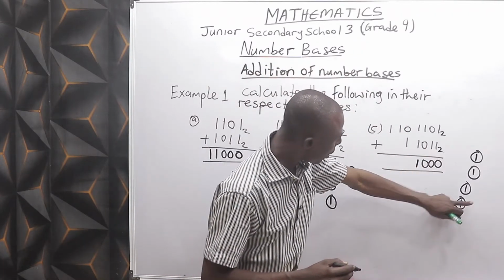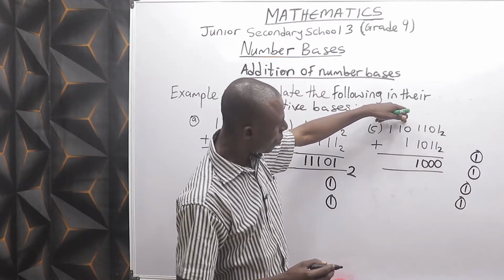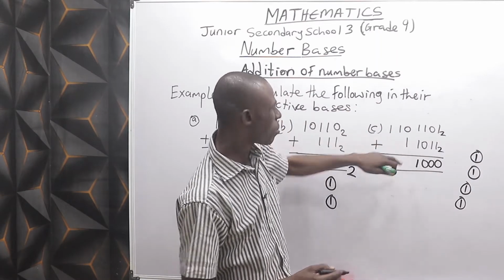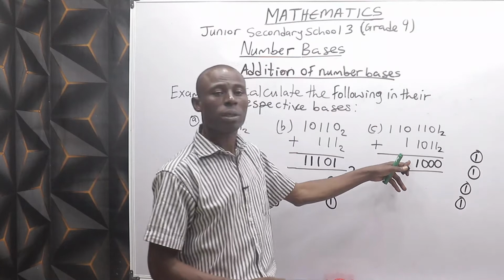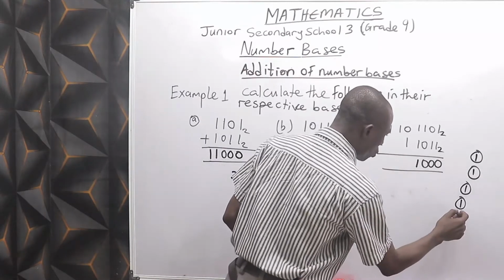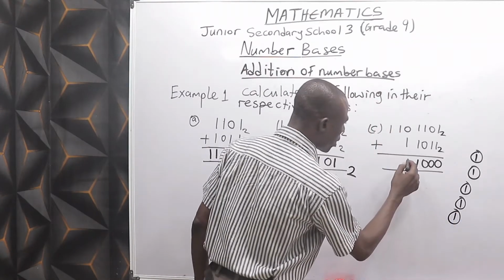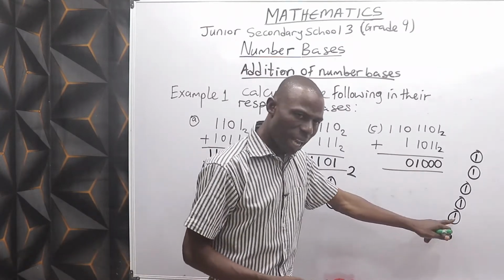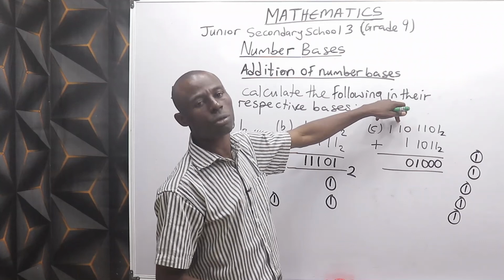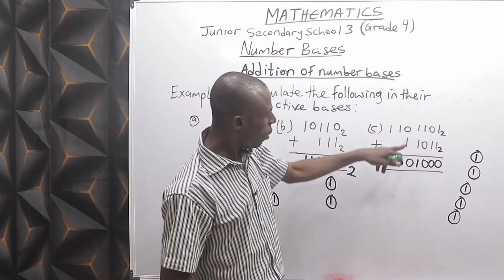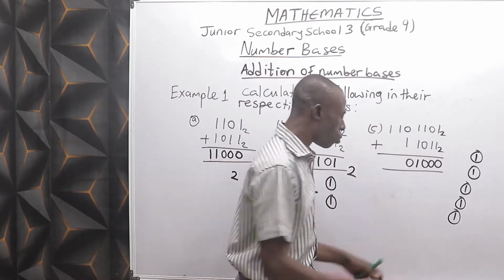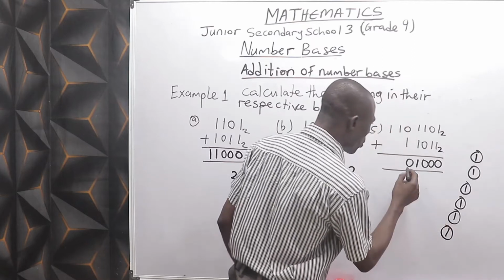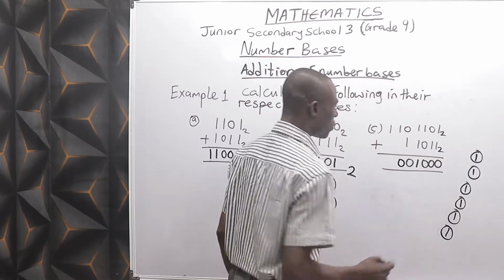The one we carry here, add it to 0 here, making 1, plus 1, making 2. You cannot write the 2 down. So 2 in 2, 1, remainder 0. The one we carry, add it to this one, making 2. You cannot write it down straight. 2 in 2, 1, remainder 0.